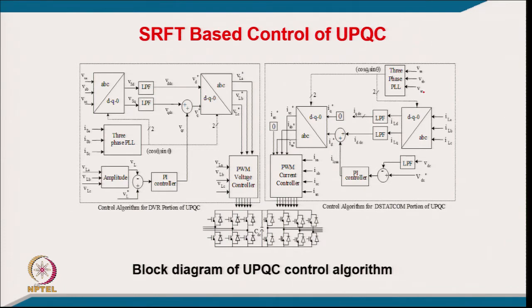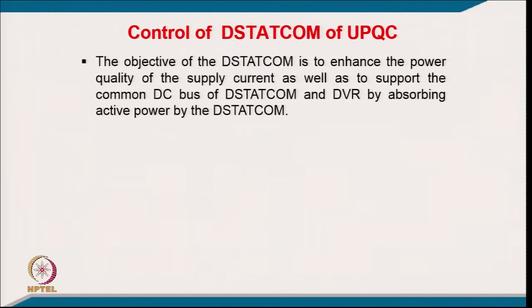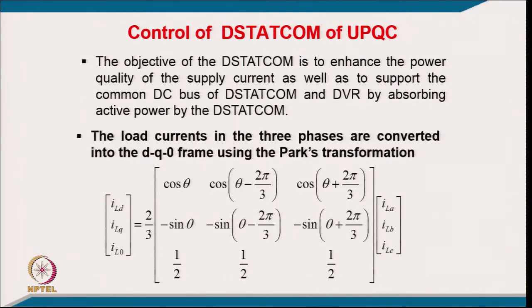So, this is the basic difference. This is voltage control, which we discussed earlier, and here it is current control. So, the D-STATCOM operates in current control, and the DVR operates in voltage control mode. That is about the control. The objective of the D-STATCOM is to enhance the power quality of the supply current as well as to support the common DC bus voltage, and the DVR is absorbing the active power from the D-STATCOM.